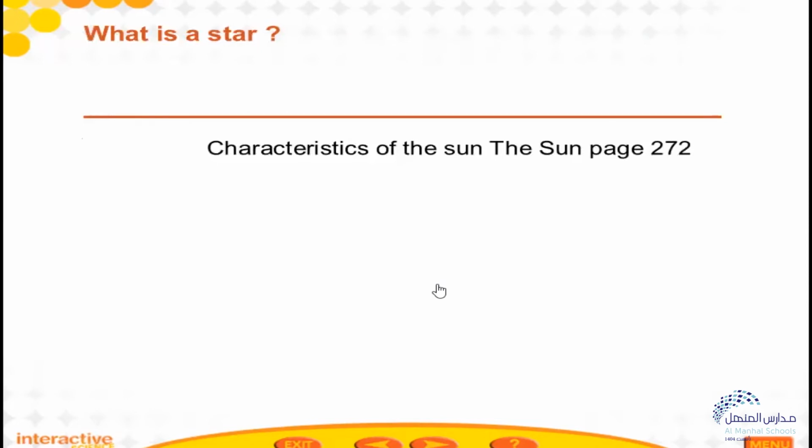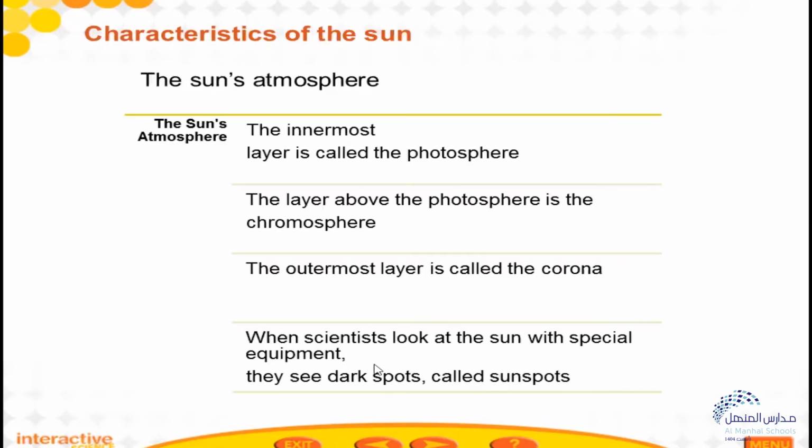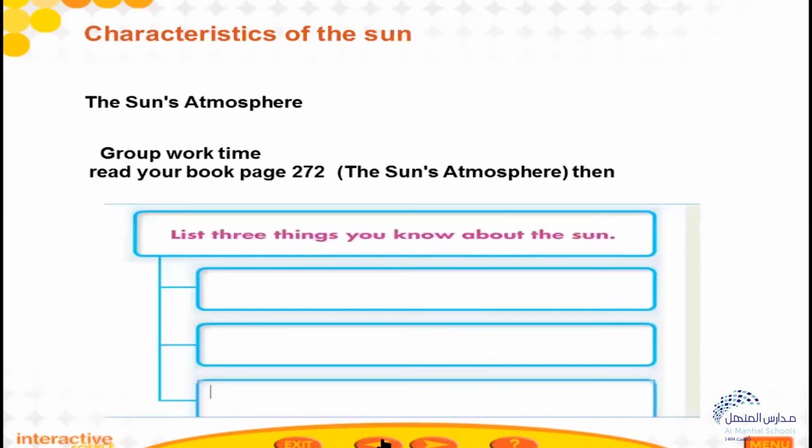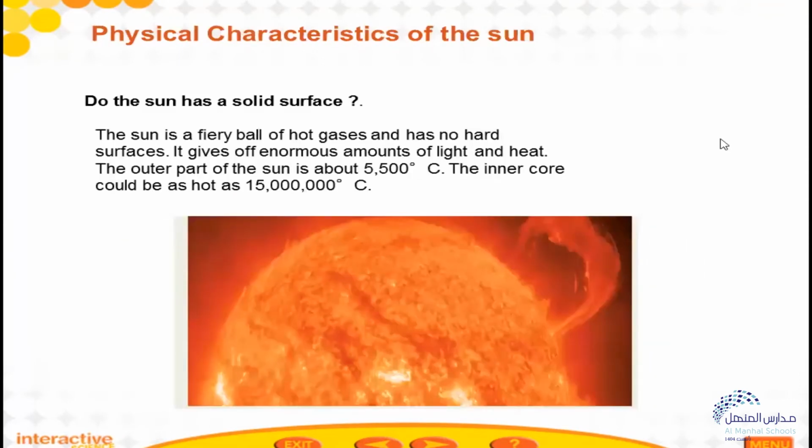Now, we are on page 272. We are going to speak about the characteristics of the sun. If I ask you a question, does the sun have a hard surface? Think. Can anyone answer? The answer is no. The sun does not have a hard surface because the sun is made up of gases. Also, the sun emits or gives off an enormous amount of heat and light. So the sun is a fiery ball of hot gases and has no hard surface.